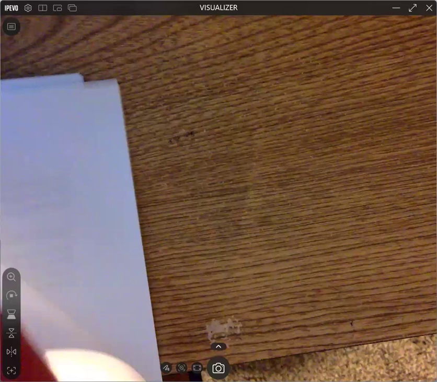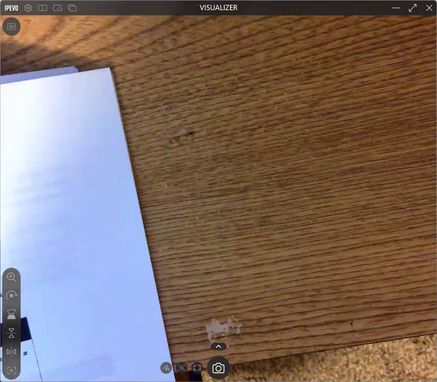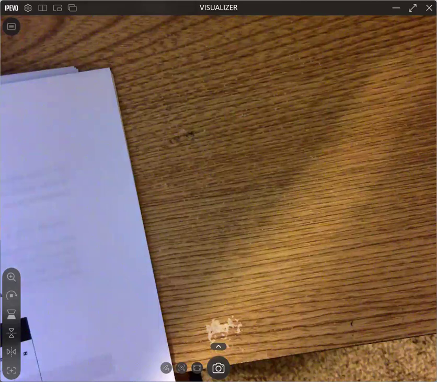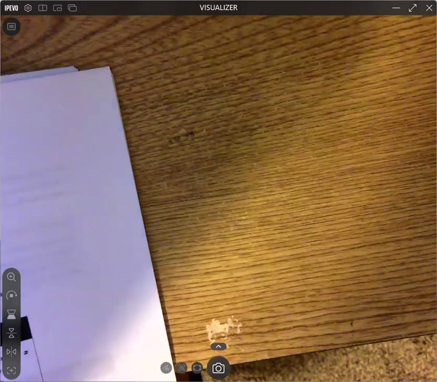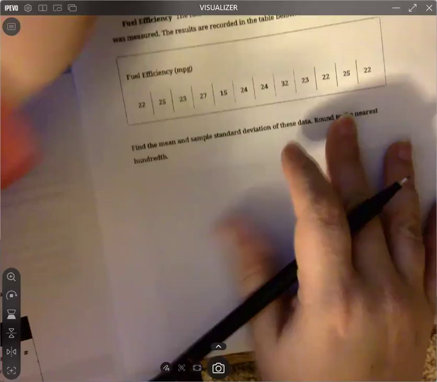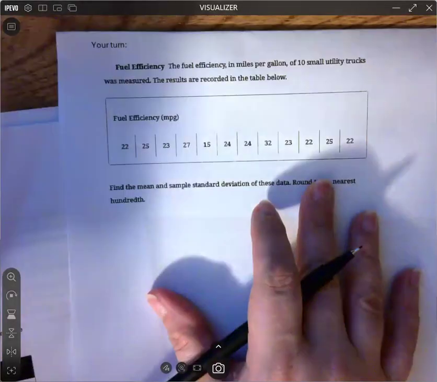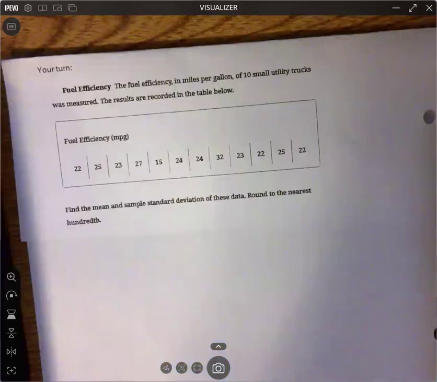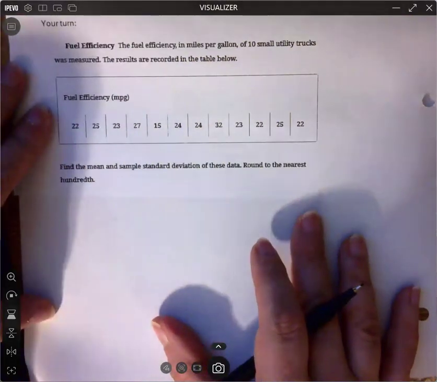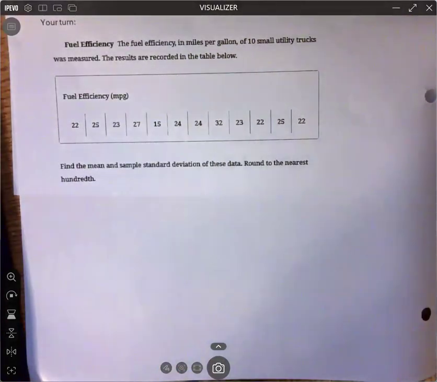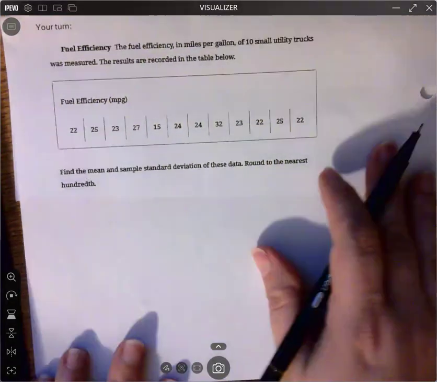All right, and then we're going to try a problem from start to finish where we're going to find the standard deviation, the mean, and we might as well go ahead and write down the variance as we do it. So here is our problem. It says fuel efficiency in miles per gallon of 10 small utility trucks was measured, and the results are in the table. Okay, so let's look at our data.